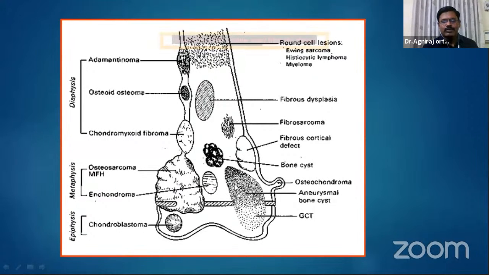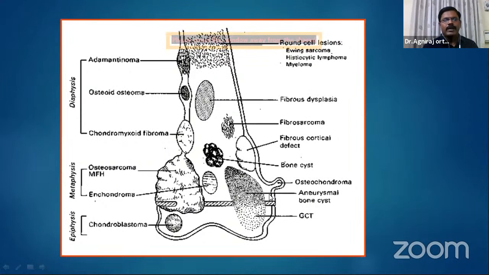Metaphysis, I told it is BOOSF. B for bone cysts, B for bone cyst, O for osteochondroma, another O for osteosarcoma. C for chondrosarcoma is not here. E for enchondroma, and bone cyst. You see aneurysmal bone cyst. If you see carefully, GCT and aneurysmal bone cyst both are resembling the same. Both will be having giant cells. Closest differential diagnosis of GCT is aneurysmal bone cyst.